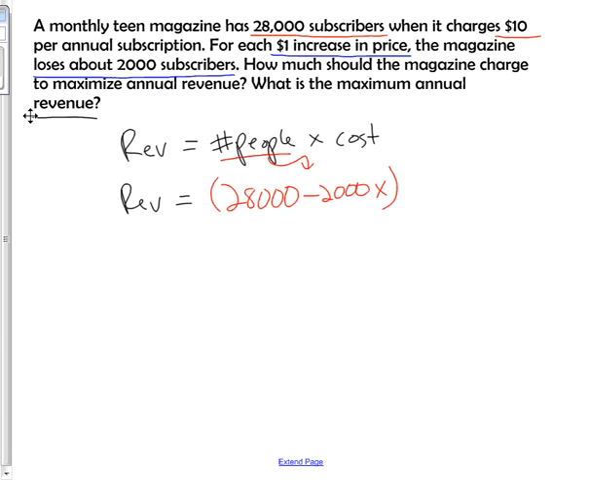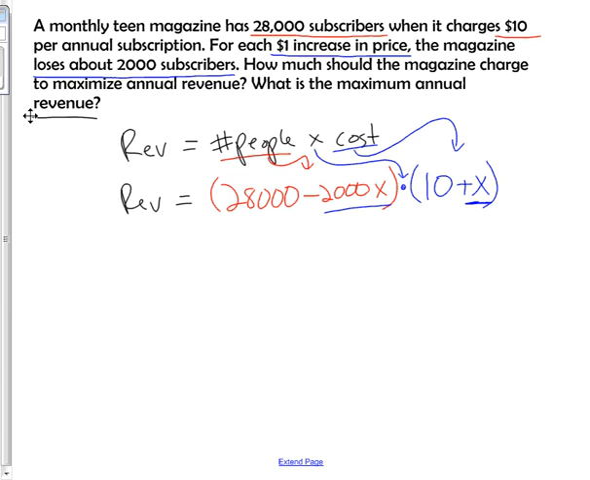Now, let's relate that to the cost. So normally the cost, again, times the normal cost is $10, but the change is for every $1 increase. So the cost is going to be 10 plus x dollar increase. And that is our revenue. All right, so this is an expression that accounts for the change of our cost. Adding 1x here takes away 2,000 people.